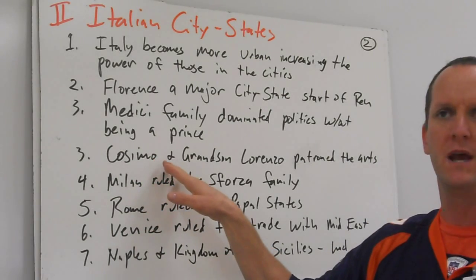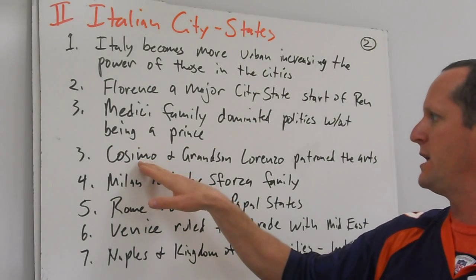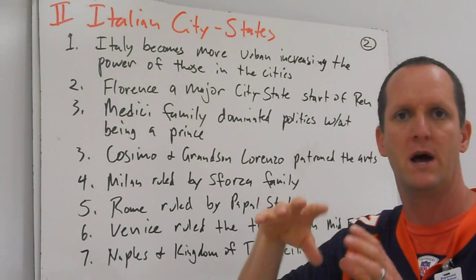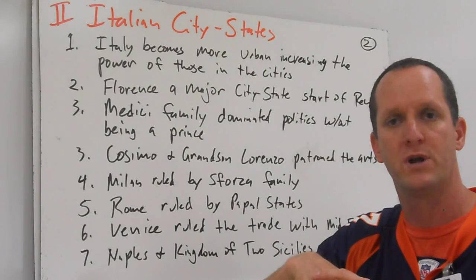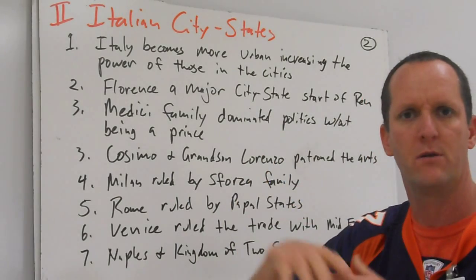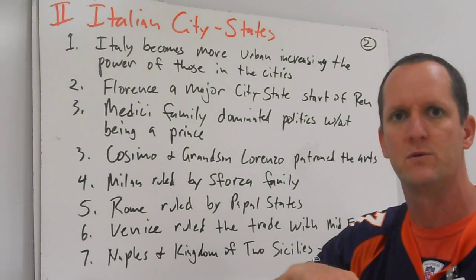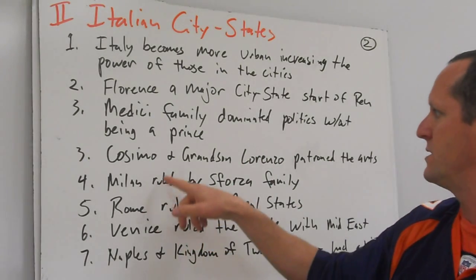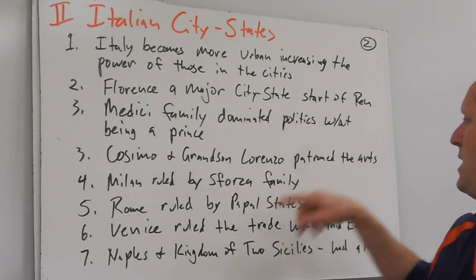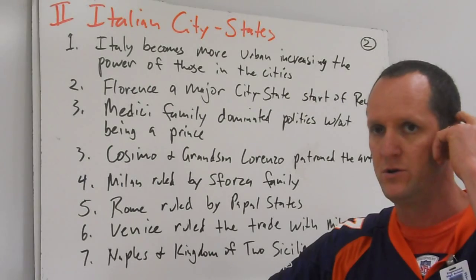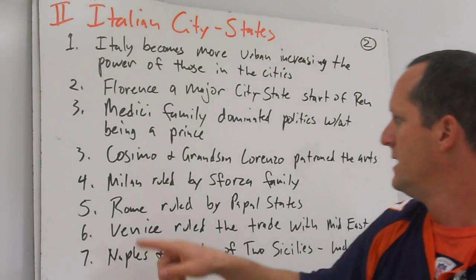Cosimo was the beginner of the Medici family that actually ruled Florence, but without actually being a prince or a king, which was looked down upon at that time. But he controlled the politics of Florence through backdoor deals and whatnot. His grandson Lorenzo, they both patroned the arts quite a bit and enabled people to create beautiful works of art.